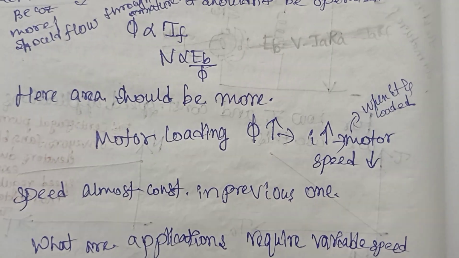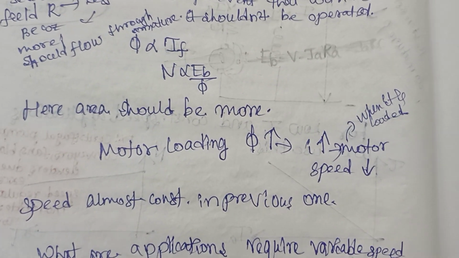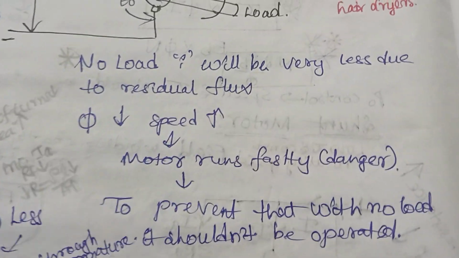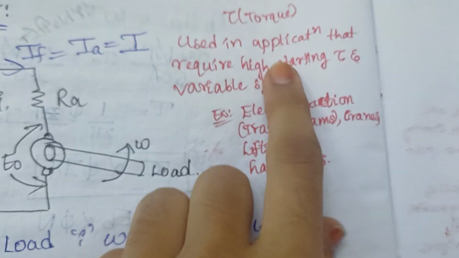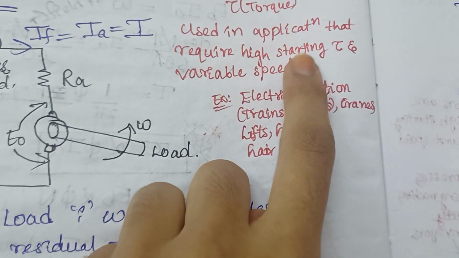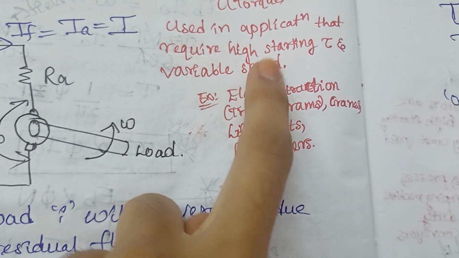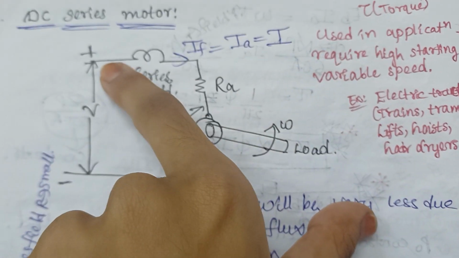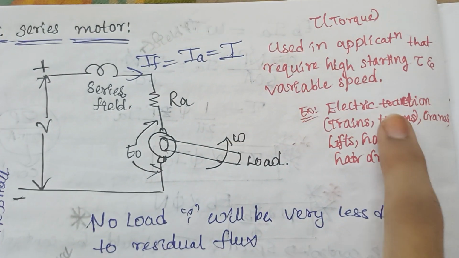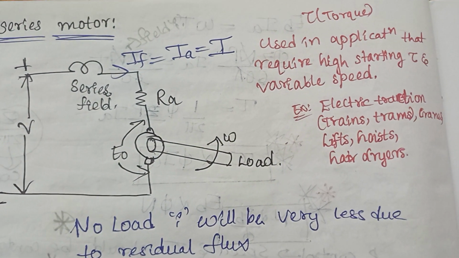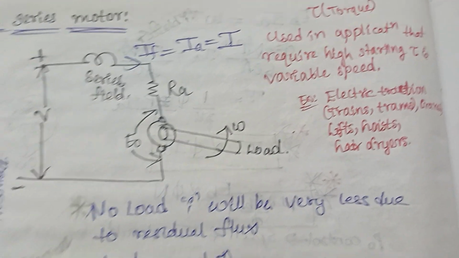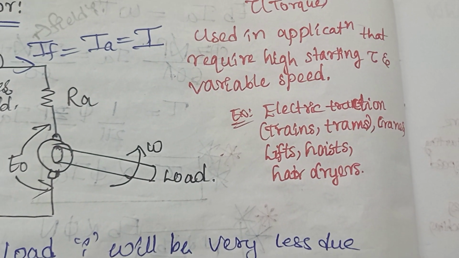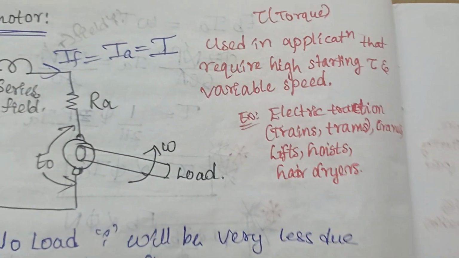And the speed was almost constant in the previous one, like in the shunt motor. And the applications in which this DC series motor is used are those which require high starting torque and variable speed. So wherever you require variable speed and high starting torque, you will use this DC series motor. Whereas wherever you require moderate starting torque and constant speed, you will use a shunt motor there. But whenever you require high starting torque and variable speed, in that case you will use a DC series motor.